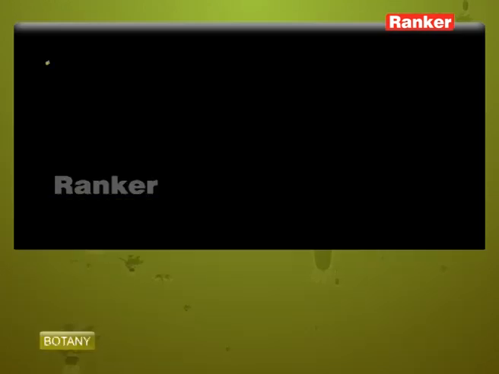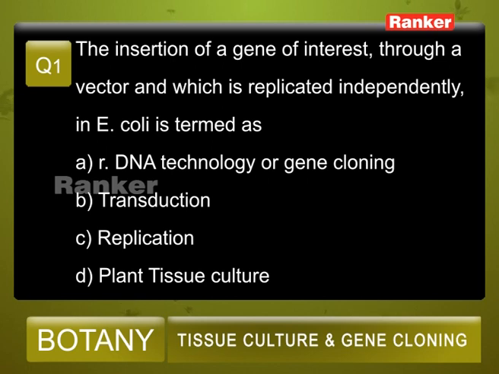Question number 1. The insertion of a gene of interest through a vector and which is replicated independently in Escherichia coli is termed as, choice A is rDNA technology or gene cloning, B transduction, C replication, D plant tissue culture.